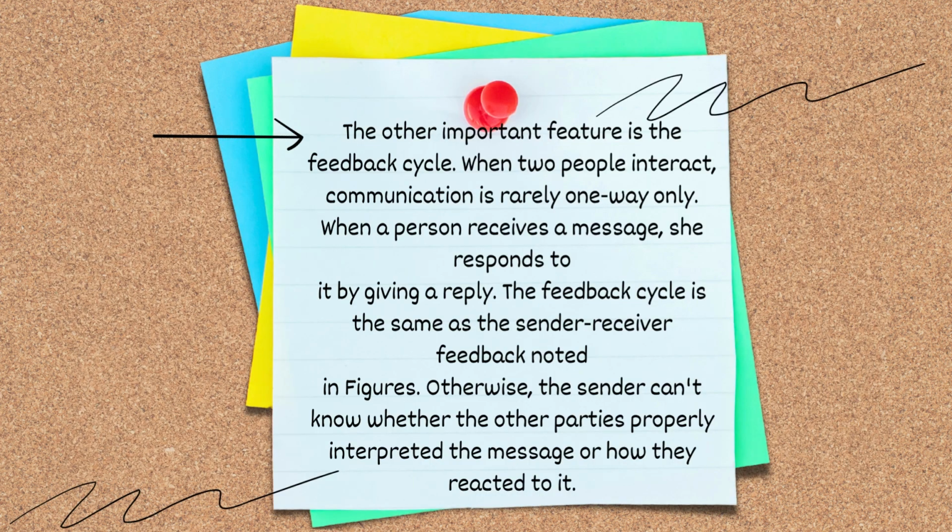The other important feature is the feedback cycle. When two people interact, communication is rarely one way only. When a person receives a message, she responds to it by giving a reply. The feedback cycle is the same as the sender-receiver feedback noted in the figures. Otherwise, the sender can't know whether the other parties properly interpreted the message or how they react to it.